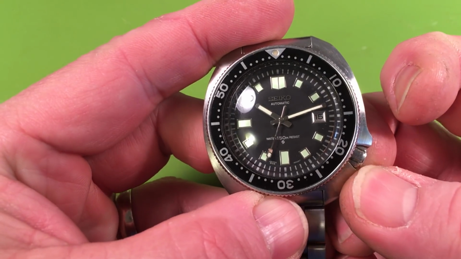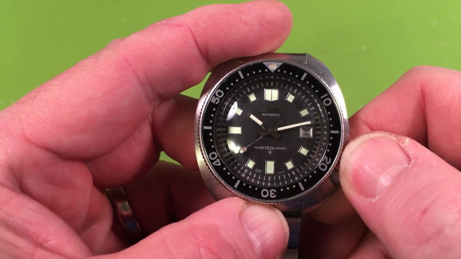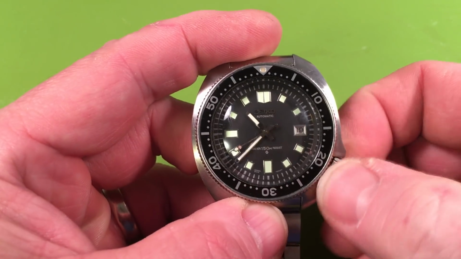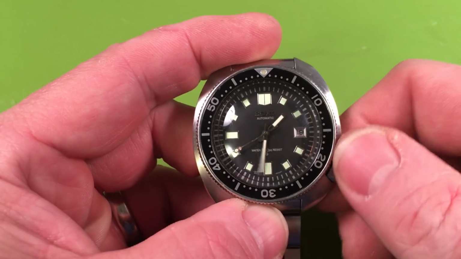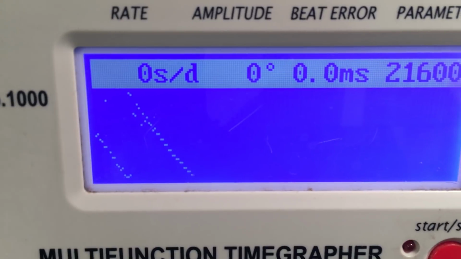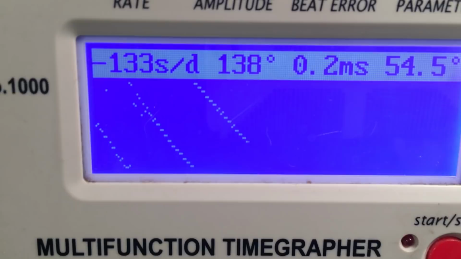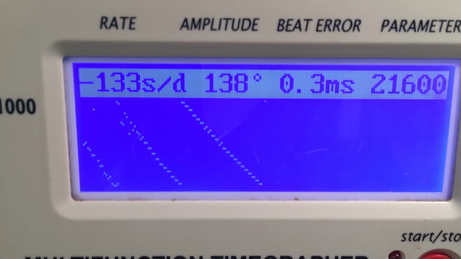The dial is a replacement, hands a replacement, insert a replacement. That clicks over nicely. That hacks. Starts up again. Let's see what it looks like dial up. It's even worse. Oh yeah, I think your balance is bad, among other things. Yeah, that's dial up. Note the huge difference in beat error and the fact that the numbers went down. Yeah, your balance is bad at a minimum.